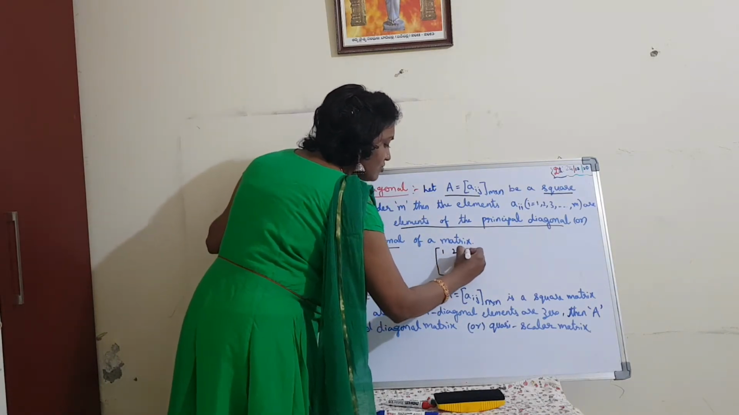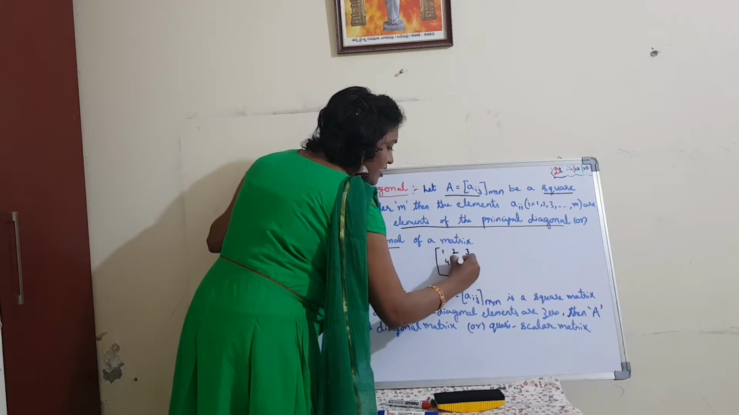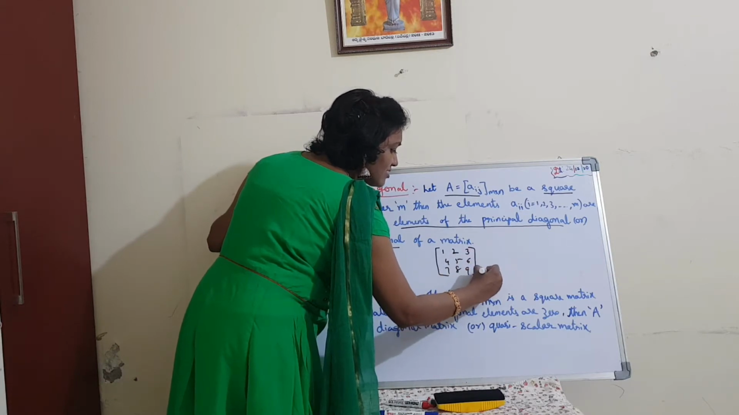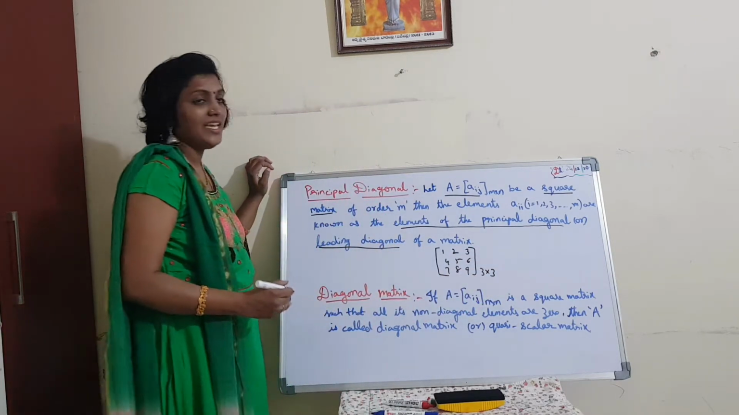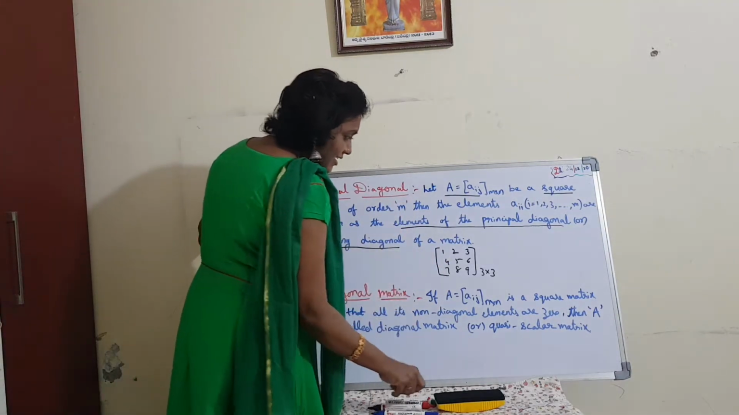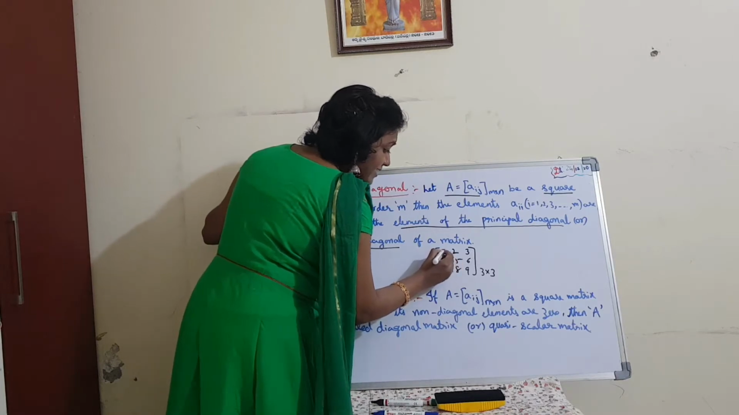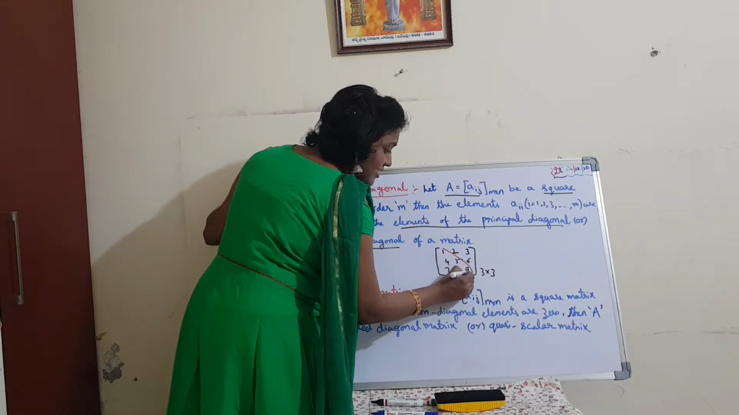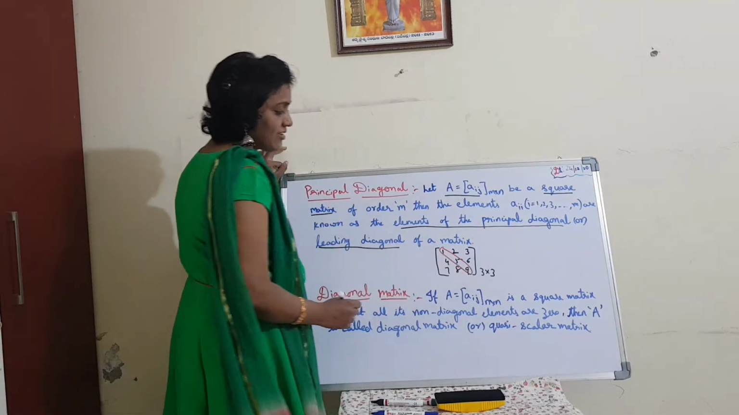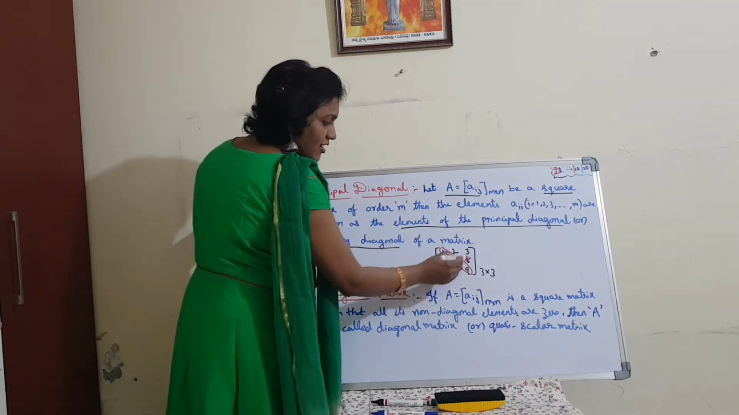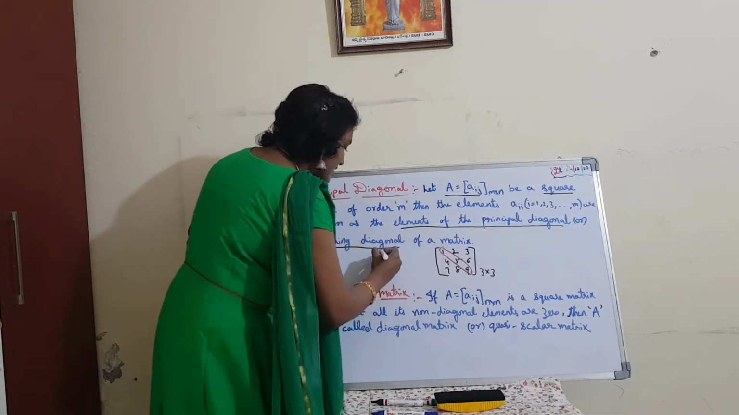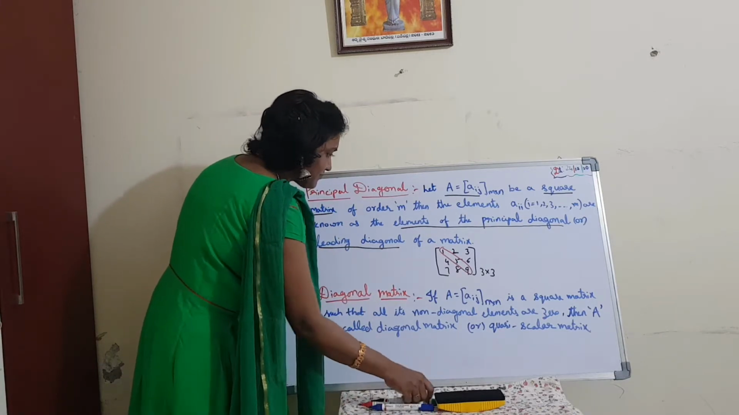Here 1, 2, 3, 4, 5, 6, 7, 8, 9. How many rows and columns? 3 rows and 3 columns. It is a square matrix. And what are the diagonal elements here? These are the diagonal elements, no? 1, 5, 9. These elements are called the principal diagonal.